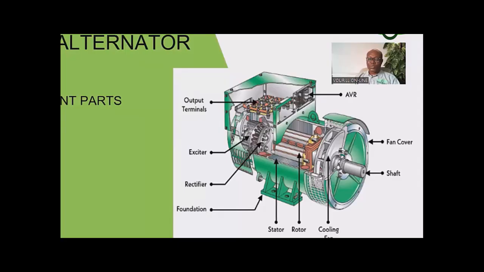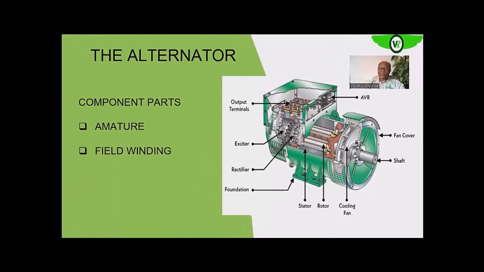As you can see on your screen, these are the major parts of the alternator. We have the armature. On this particular generator, we have the stationary armature. The armature is usually wound on the stator, so it is here on the stator. Then the field winding is on the rotor of this particular alternator. So this alternator is a rotating field generator, because the field is on the rotor, the rotating part of the generator.